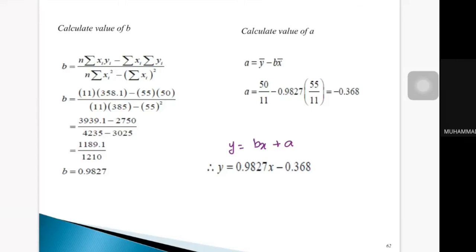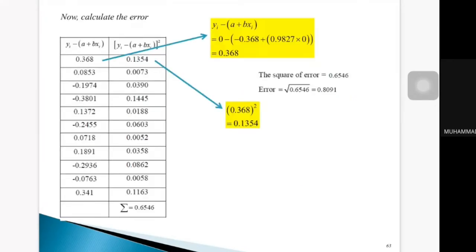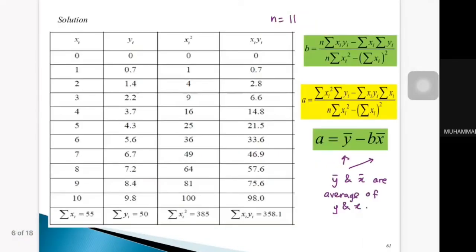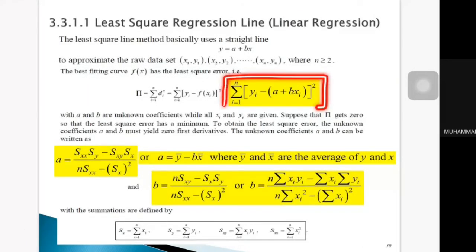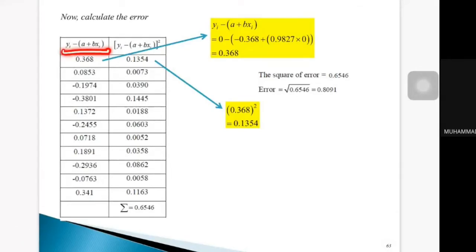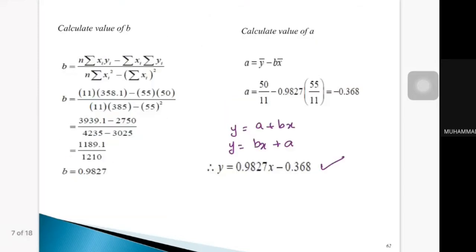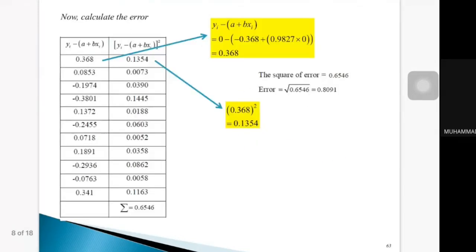So this is your b and this is your a. Let's calculate the error. Okay, so let's see what is the formula for error. yi minus (a plus b xi). Okay, calculate one by one. Okay, this is for the first value, x0, y0. The values of a and b are fixed for each point, so you can use this value, b and a. This is a plus b times xi. So this is your first value.